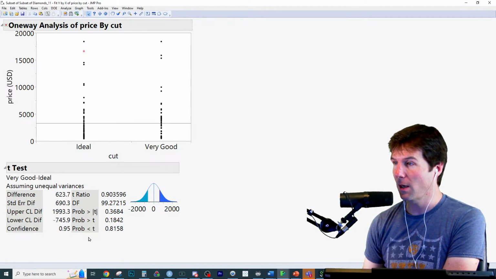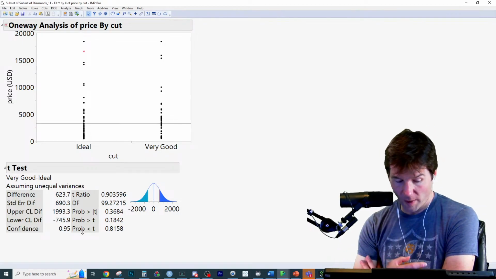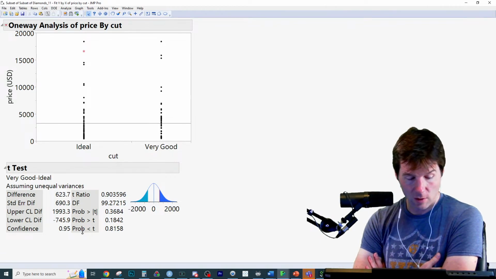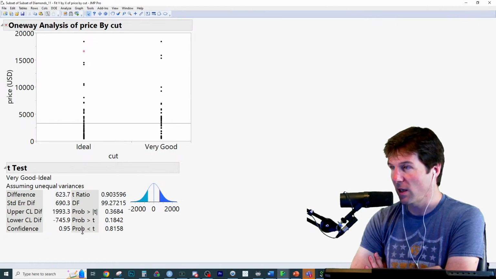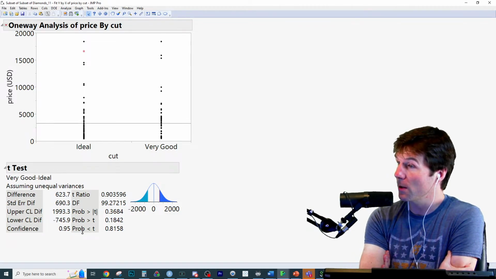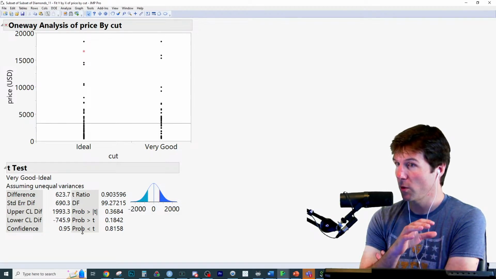As in, I am 95% confident the true difference between the diamonds' prices is contained in the interval: that ideal might cost $740 more, $745 more, up to very good costing $1,993 more. That's why I'm 95% confident the true difference in mean price of these diamonds is contained in the interval negative 74.90 to 1,993.3.